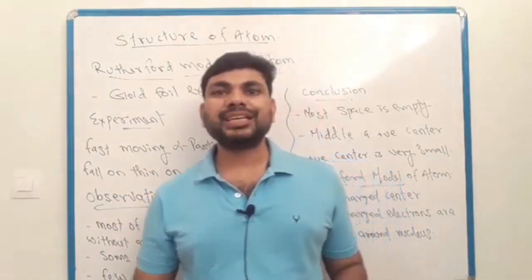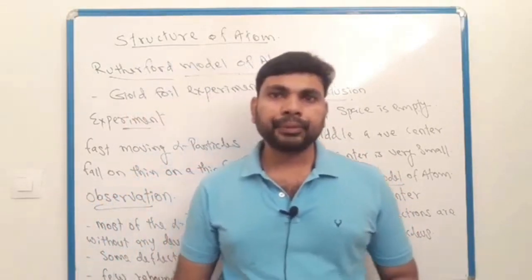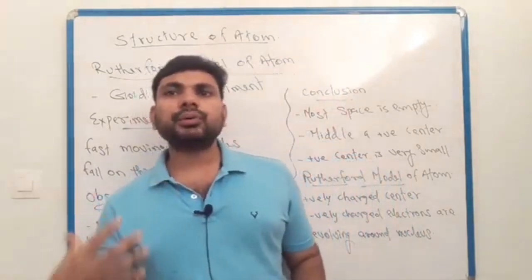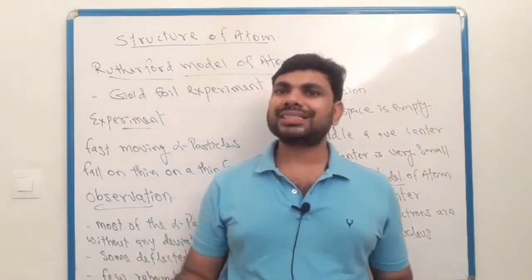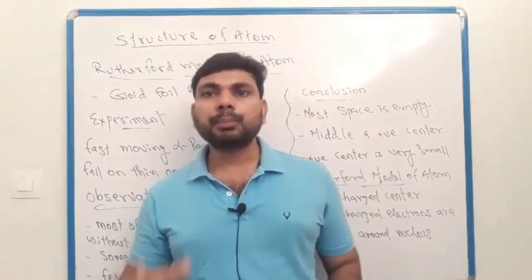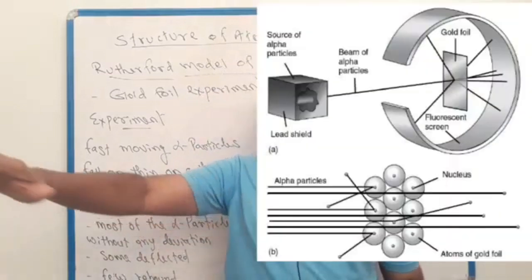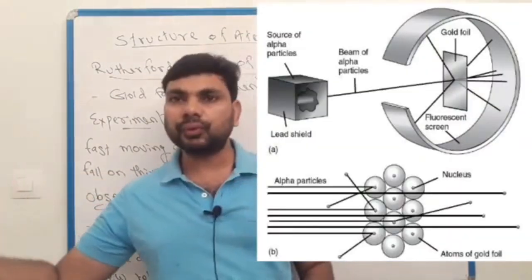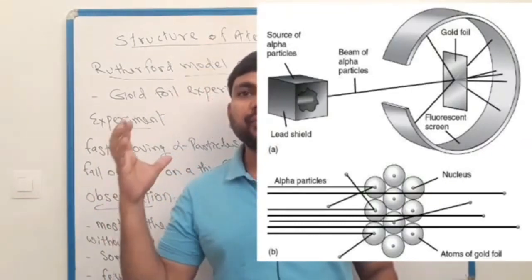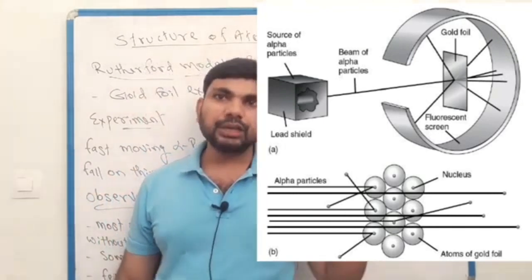Rutherford model of atom, it is better than Thomson's model of atom. Here to introduce Rutherford model of atom, scientist Rutherford did one experiment. He passed positively charged alpha particles through a gold foil. Positively charged alpha particles fall on thin gold foil.